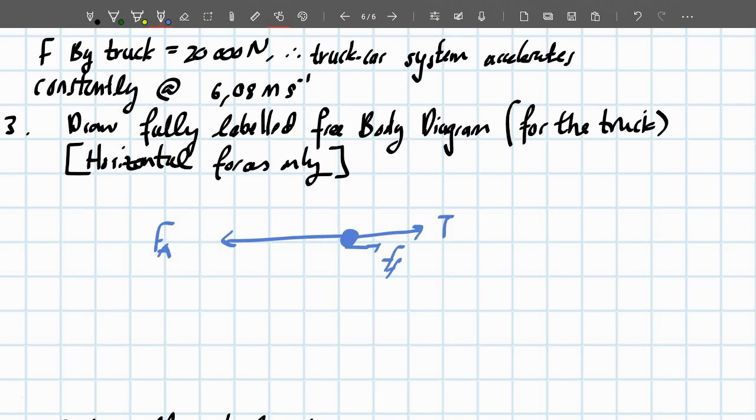They only ask for the horizontal forces. If they did ask for the vertical forces or the whole free body diagram, you would have obviously added your normal and your weight. But they didn't ask for it in this question. So just make sure that your drawing, your free body diagram, actually has arrows, that everything is touching here, and that you have your labels. Those are the most important thing for this type of drawing.